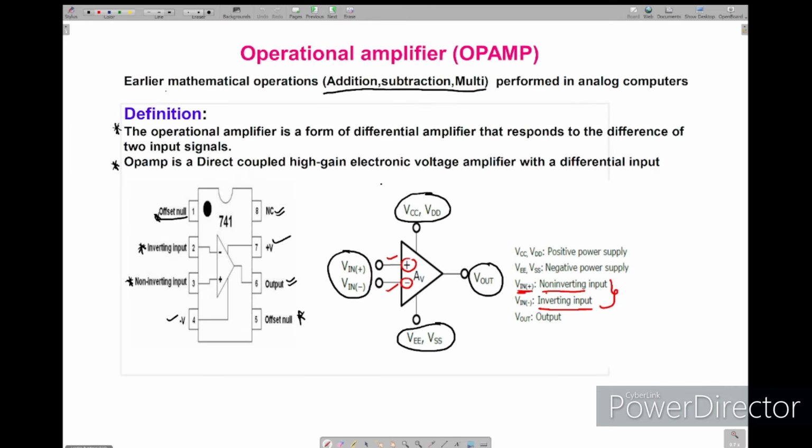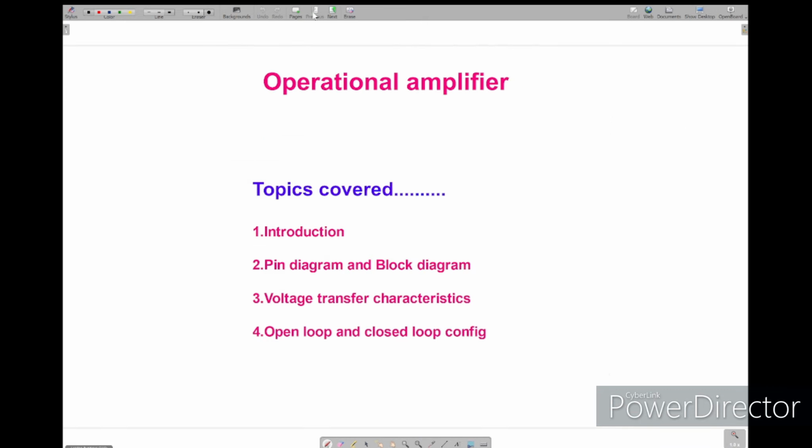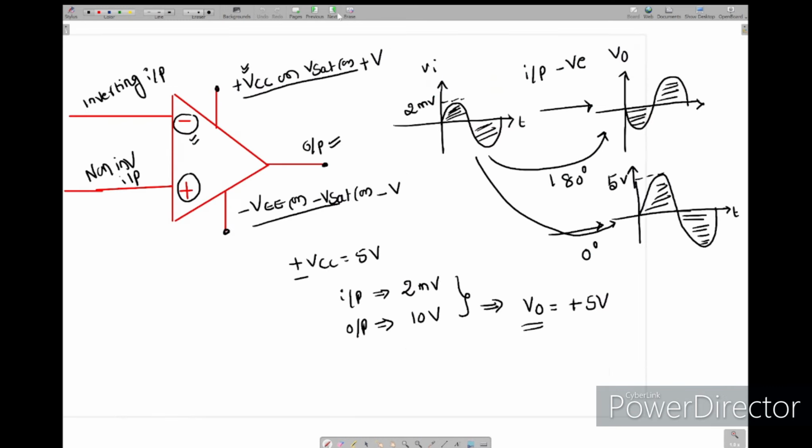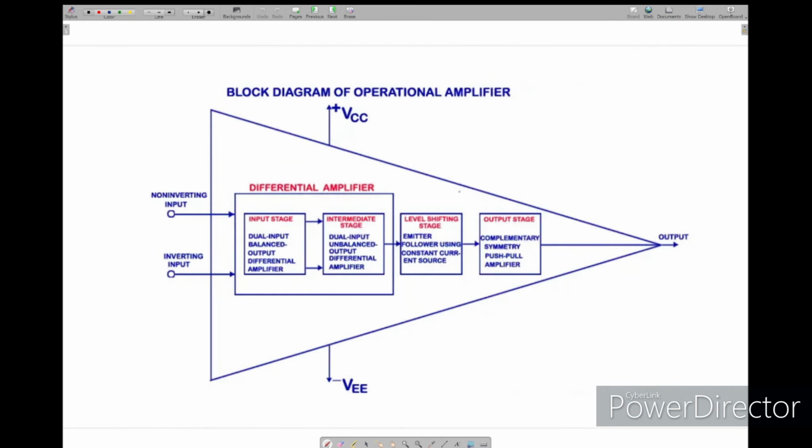We'll go to the previous section. Here we discussed the two power supplies, the inputs and the output. So next we'll see the block diagram of the operational amplifier. Till now we discussed the external pins we are connecting. Now we will see the internal diagram, or block diagram, of the operational amplifier.